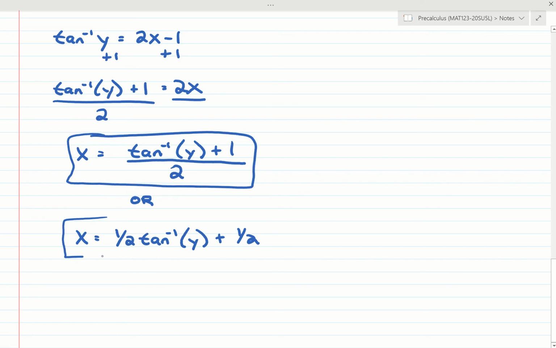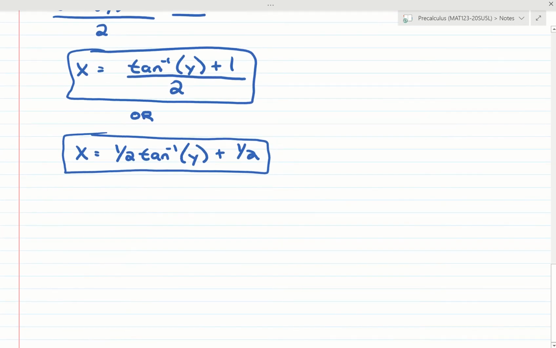And I actually even have a third way in my notes. I'm sure you recognize that these are all the same, but we could also just write x is equal to 1/2 times, just factor out the 1/2 so maybe it looks a little bit prettier. They're all the same.